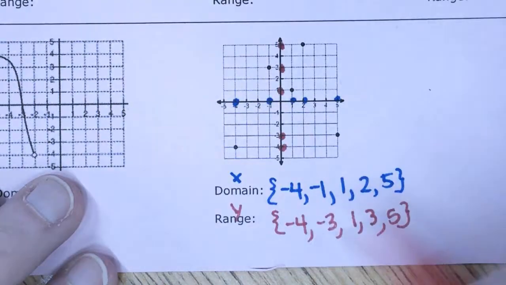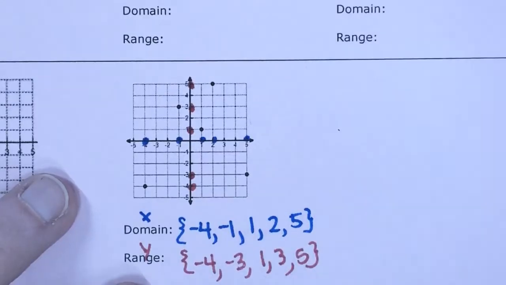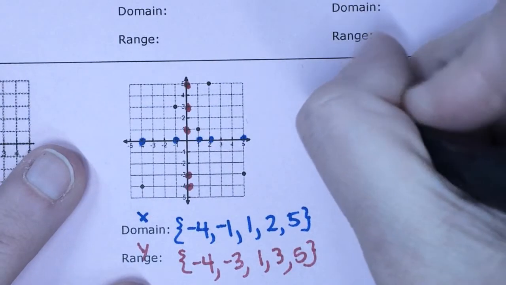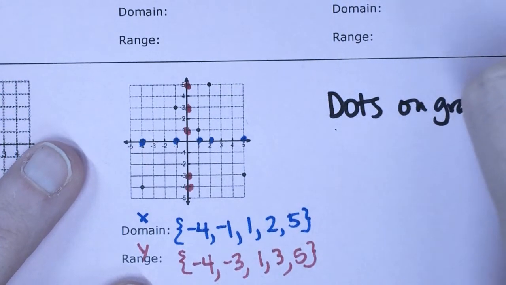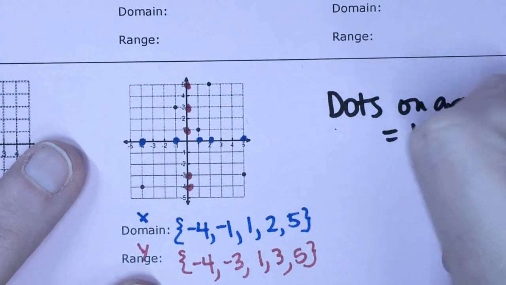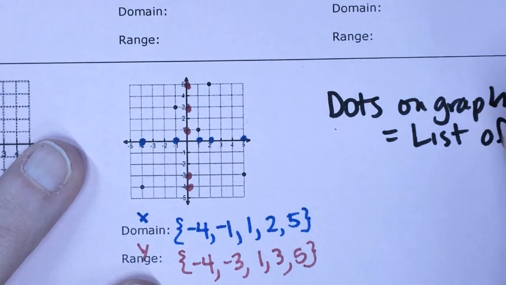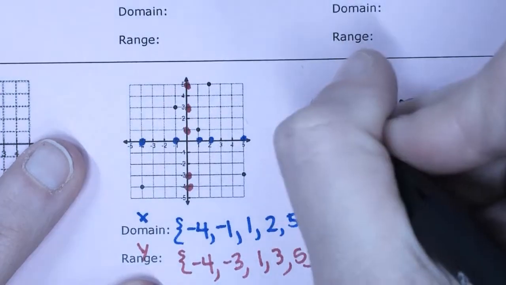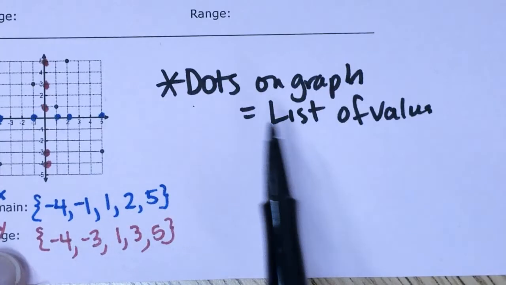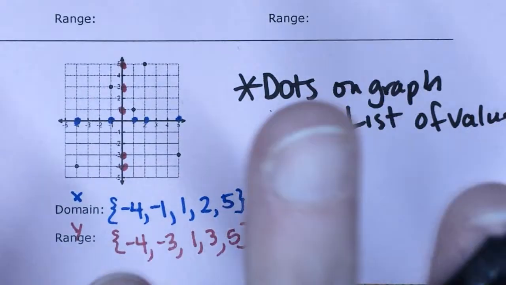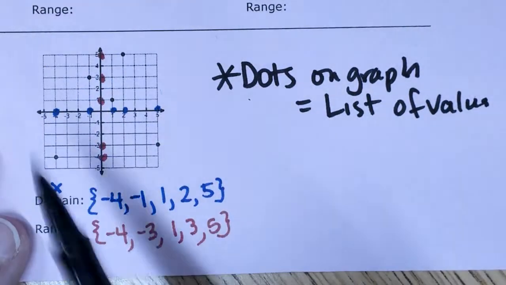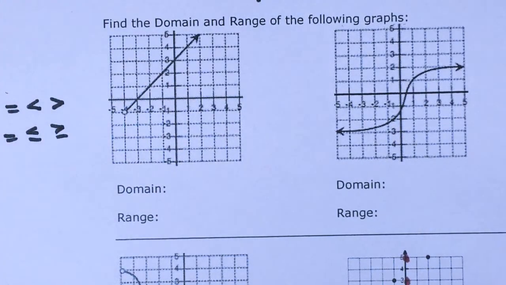Okay, so if I see dots on a graph, that means I have a list of values. So when I see dots like this, I have a list of values. And all we're doing is writing our list of x and y values that work for this graph.